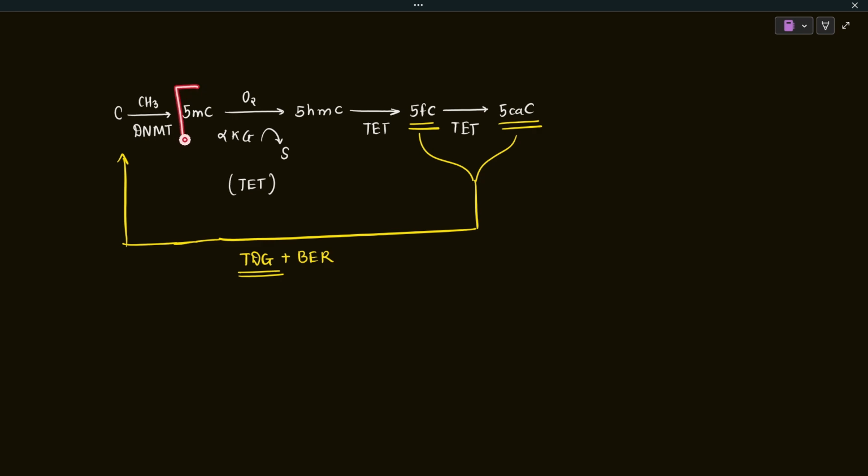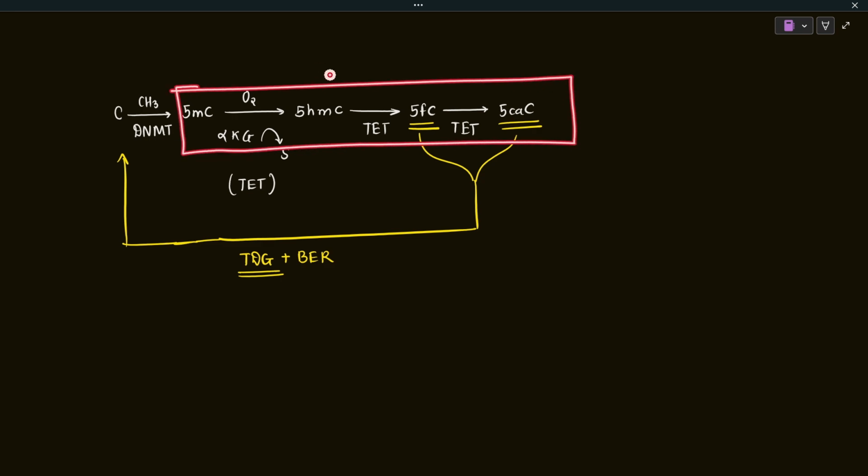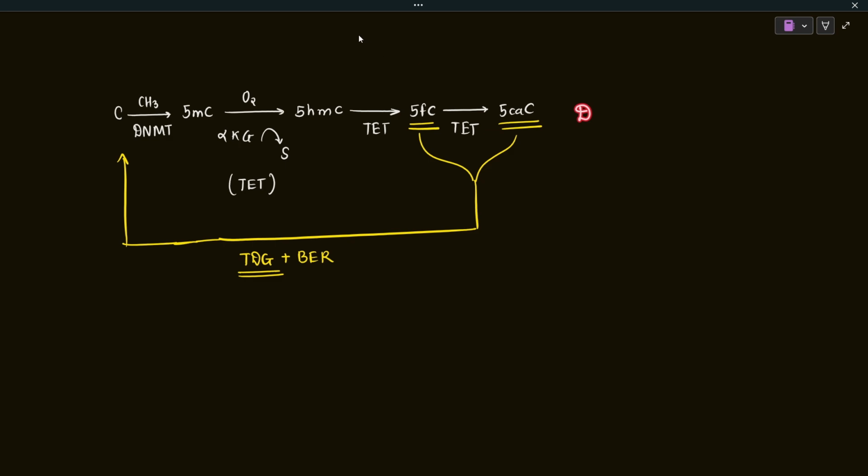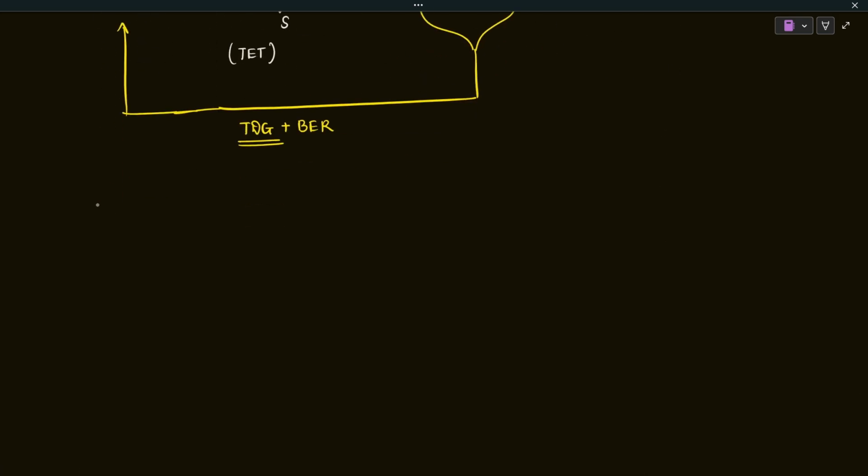This part, the conversion of 5-methyl cytosine to 5-hydroxymethyl cytosine or 5-formyl cytosine or 5-carboxyl cytosine, is DNA demethylation. This is demethylation of DNA, while the conversion of cytosine to 5-methyl cytosine is DNA methylation. So we have learned all of this till now. Today we'll be learning about the difference between active demethylation of DNA and passive demethylation of DNA.